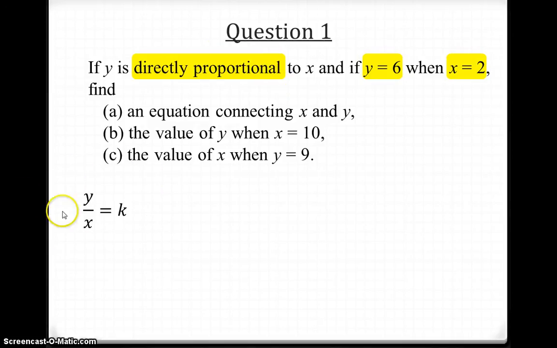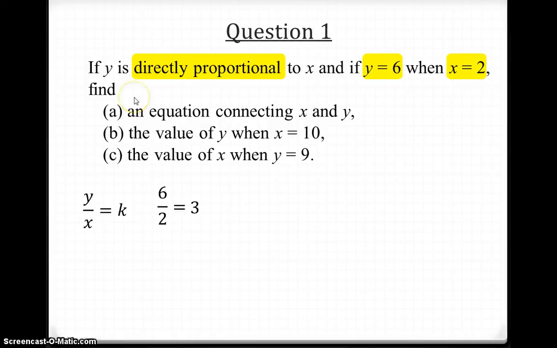We know the equation for direct proportion is y over x equal to k. So from here, we would ask ourselves, do we have the value of y? Yes, the value of y is 6. Do we have the value of x? Yes, it is 2. So are we able to solve for k? Yes. So just substitute all the values, then you know your k is equal to 3.